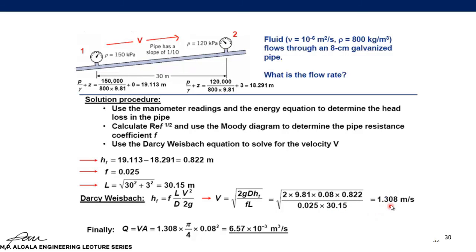But we are not yet done. Okay, we are to identify the discharge. So the discharge is simply area multiplied by velocity. So that will be area, pi over 4 multiplied by the diameter squared, multiplied by the velocity. That is 6.57 times 10 to the negative 3 cubic meters per second.